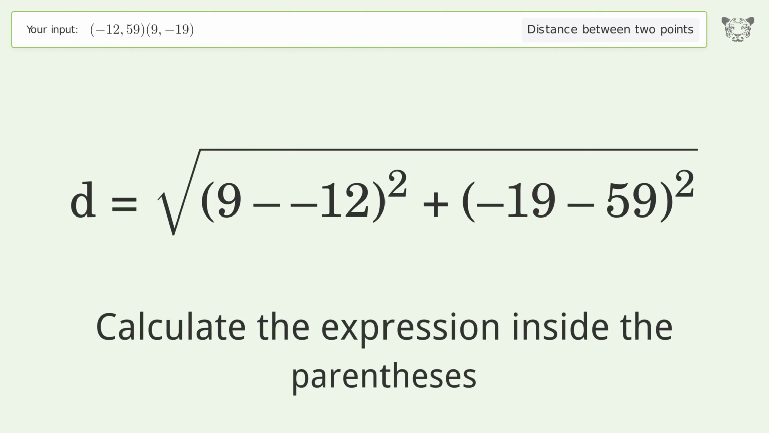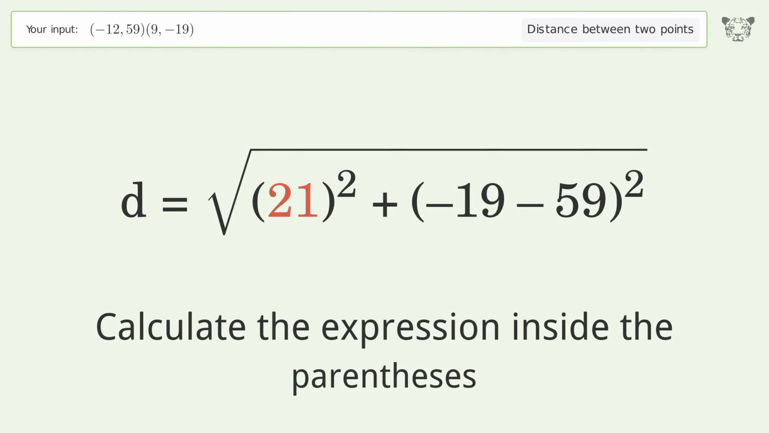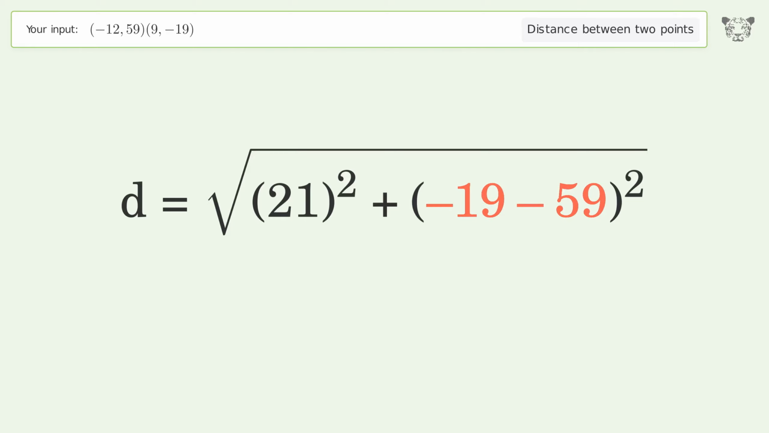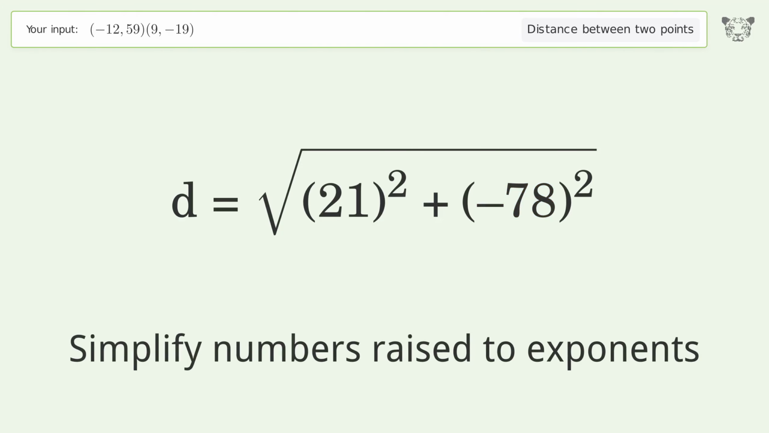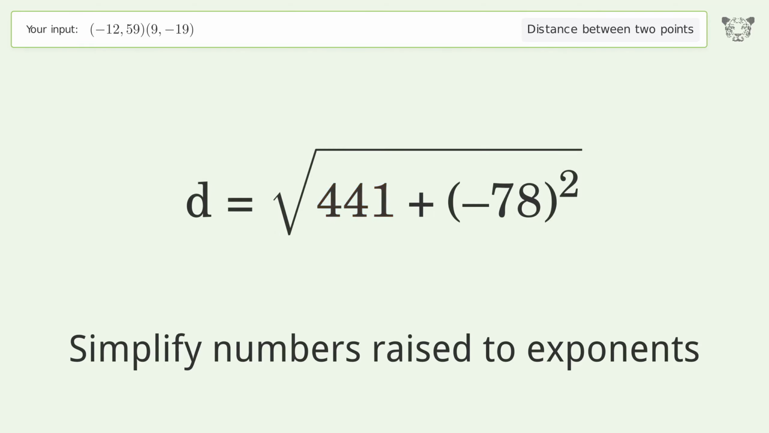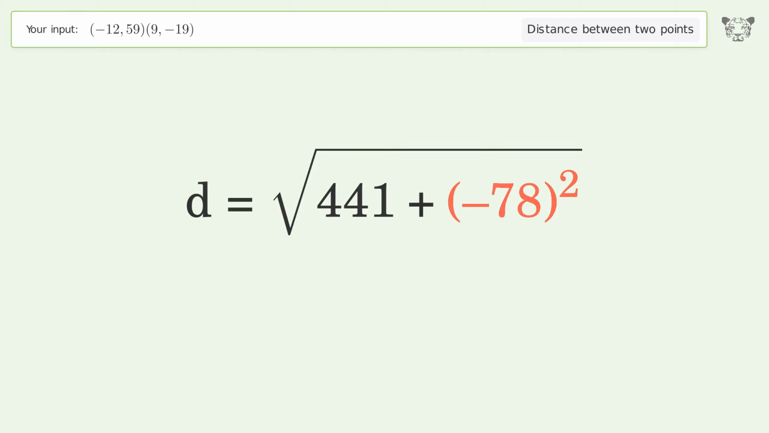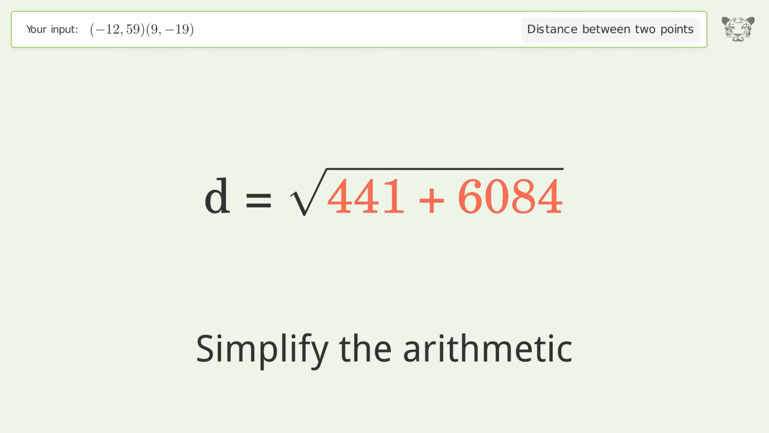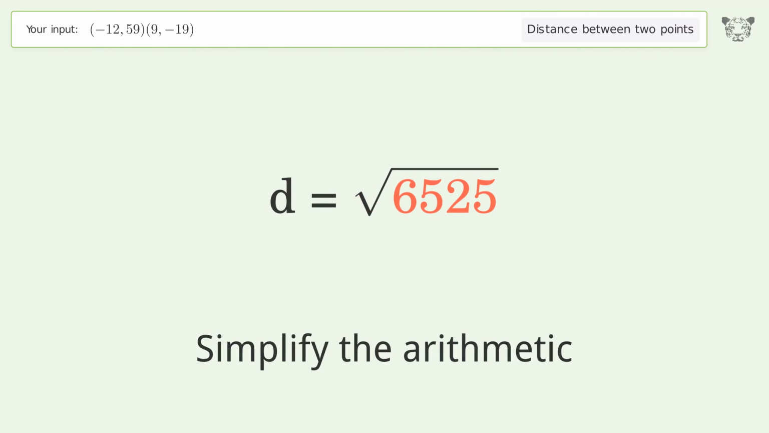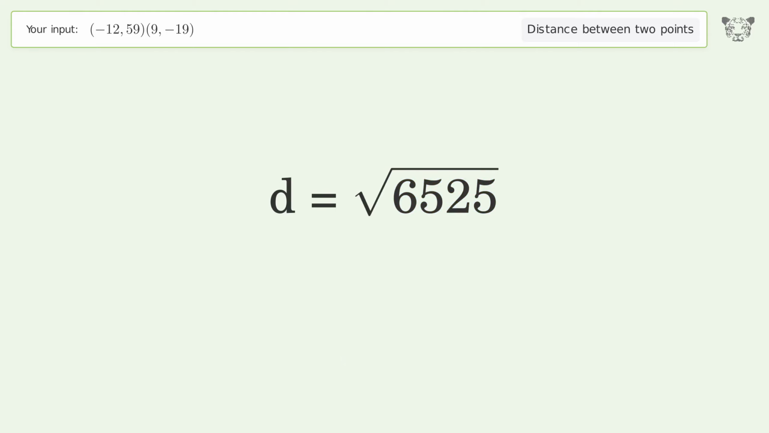Calculate the expression inside the parentheses. Simplify numbers raised to exponents. Simplify the arithmetic. And so the distance between the 2 points is the square root of 6,525 or 80.777.